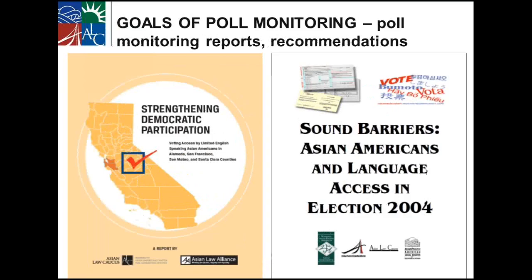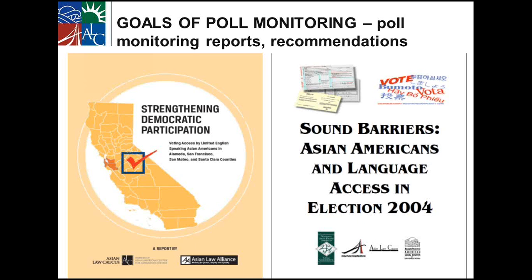Well, what do we do with all these poll monitor reports? After we've collected all this information, we try to synthesize it into a report, identifying trends and common problems that we're seeing on Election Day. Here are two examples of those types of reports that we share with the registrar of voters in order to advocate for more improvements, areas where they definitely need to spend more attention to making access to voting better for our community. So this is something that Advancing Justice is very committed to doing.